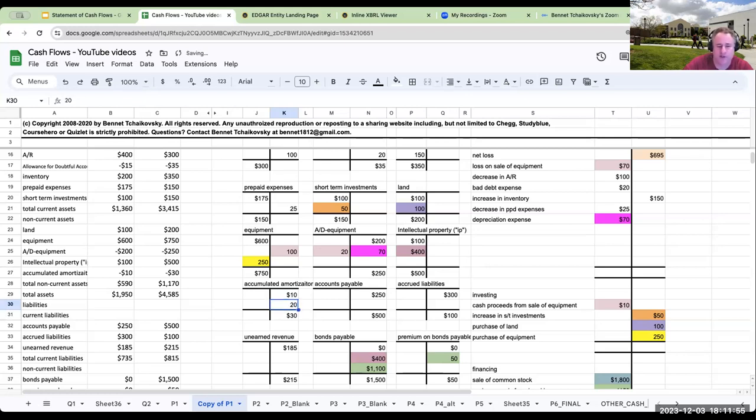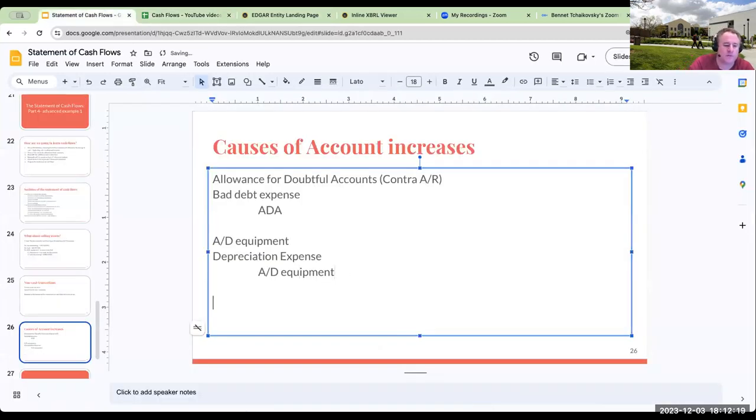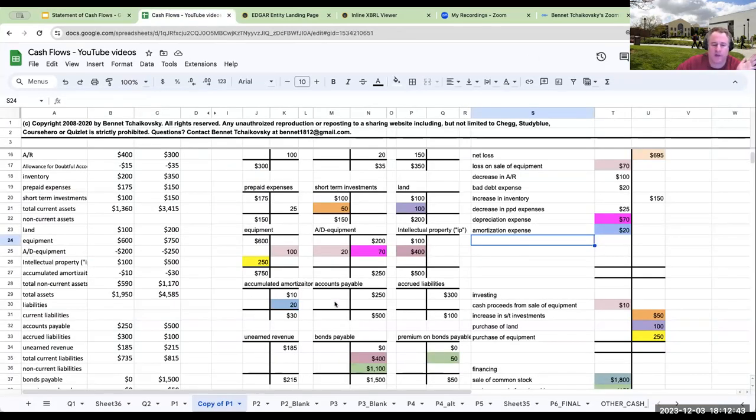It's like accumulated depreciation. So what I'm going to do over here is say, how do I get from 10 to 30? Well, I need a credit over here of 20. So this is going to be doing the opposite. This is going to be amortization expense. Okay, so that's what I'm going to go through and do. So, got this over here, amortization expense.